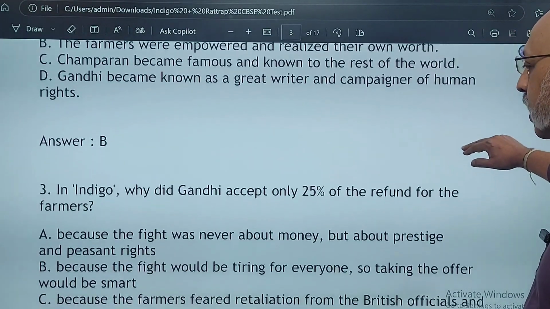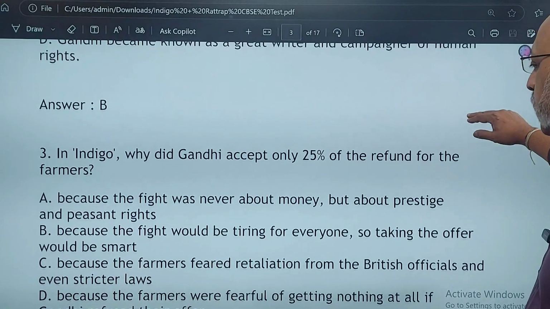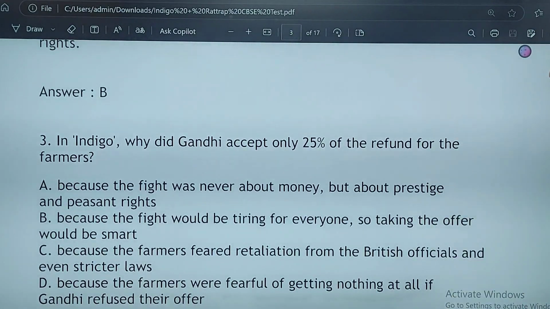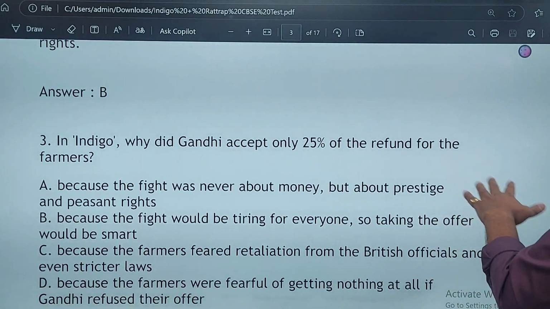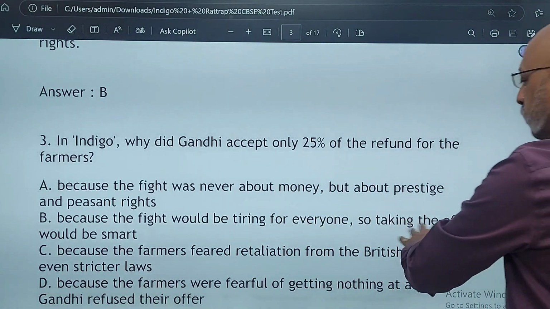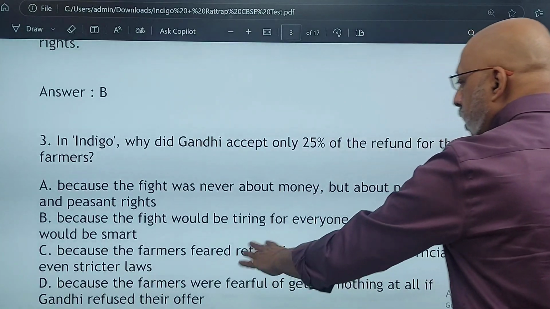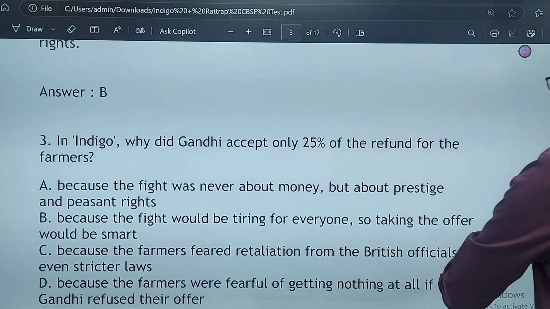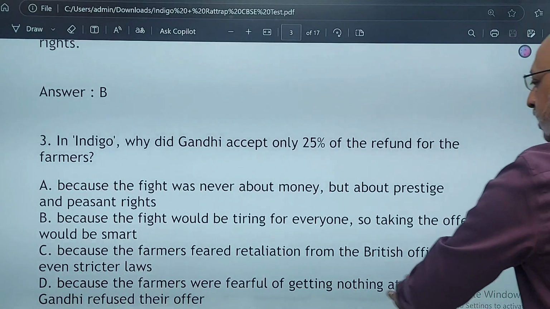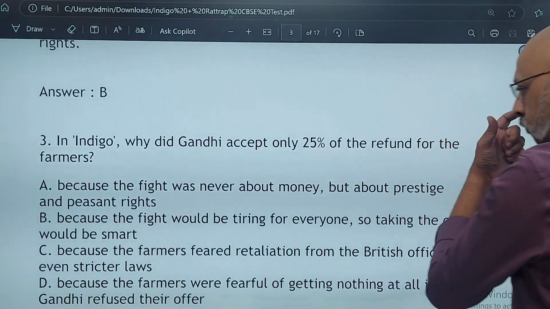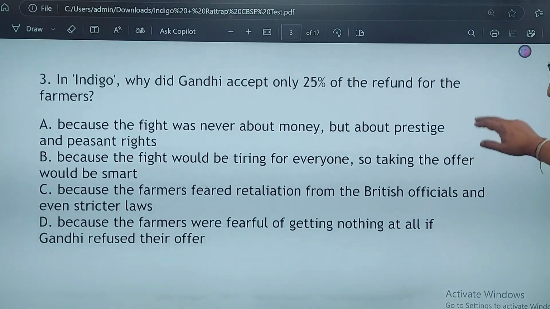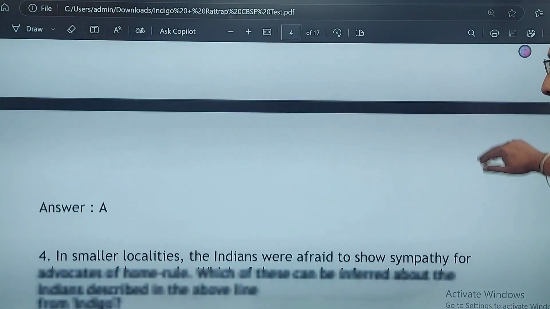In Indigo, why did Gandhi accept only 25% of the refund for the farmers? Because the fight was never about money, but about prestige and peasant rights. Because the fight would be tiring for everyone, so taking the offer would be smart. Because the farmers feared retaliation from British officials and even stricter laws. Because the farmers were fearful of getting nothing at all if Gandhi refused their offer. So the correct option would be option A.